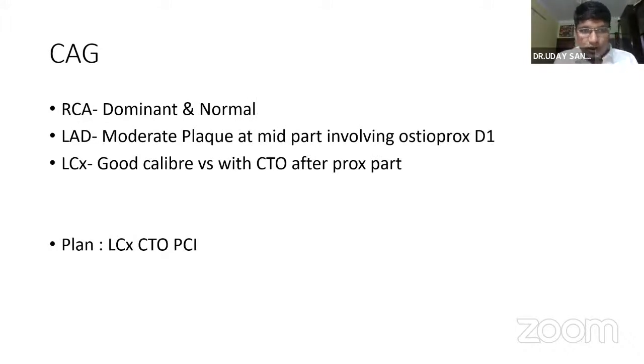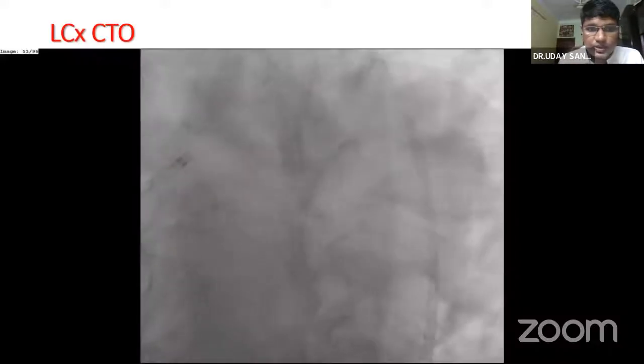His angio was done outside, which shows the right coronary was dominant and without any significant plaque. LAD, a type 3 vessel, with moderate plaque in the mid part involving the ostium of the proximal diagonal. LCX was a good caliber, long vessel with subtotal occlusion just after the proximal part. So I kept this patient for LCX CTO PCI.